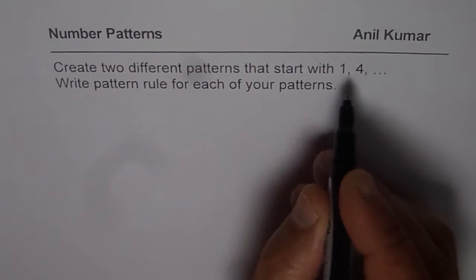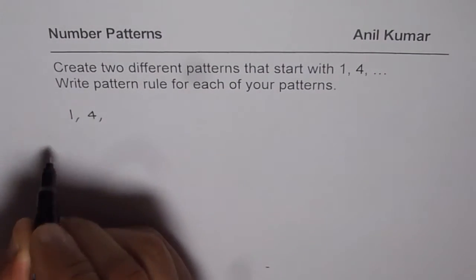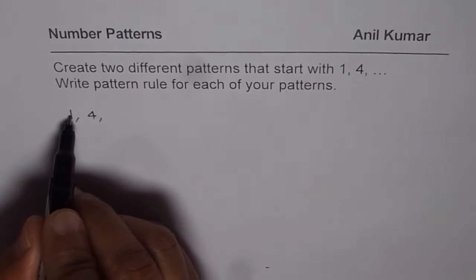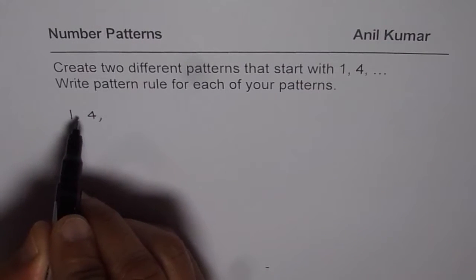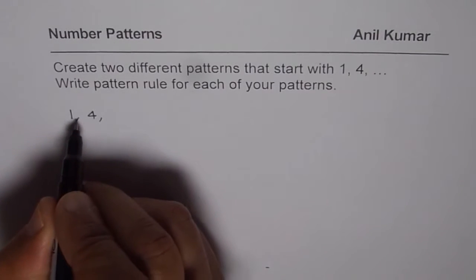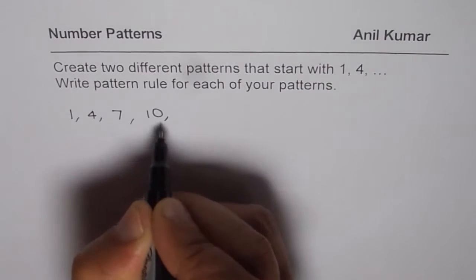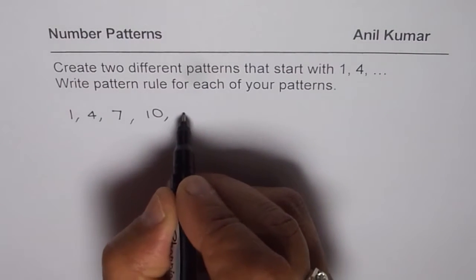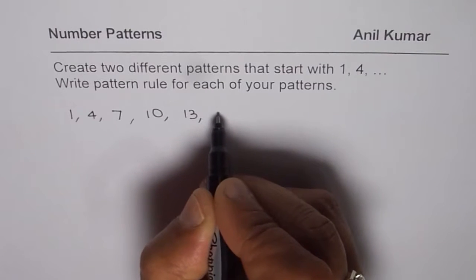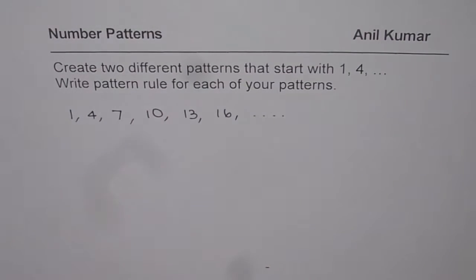So let's write down patterns first. One of the patterns starting with 1 and 4 could be, to get from 1 to 4, what are you doing? You add 3. So we can continue adding 3 to this. If I add 3, I get 7. 7 plus 3 is 10. 10 plus 3 is 13. 13 plus 3 is 16, and likewise you can continue. So this becomes one of the patterns.